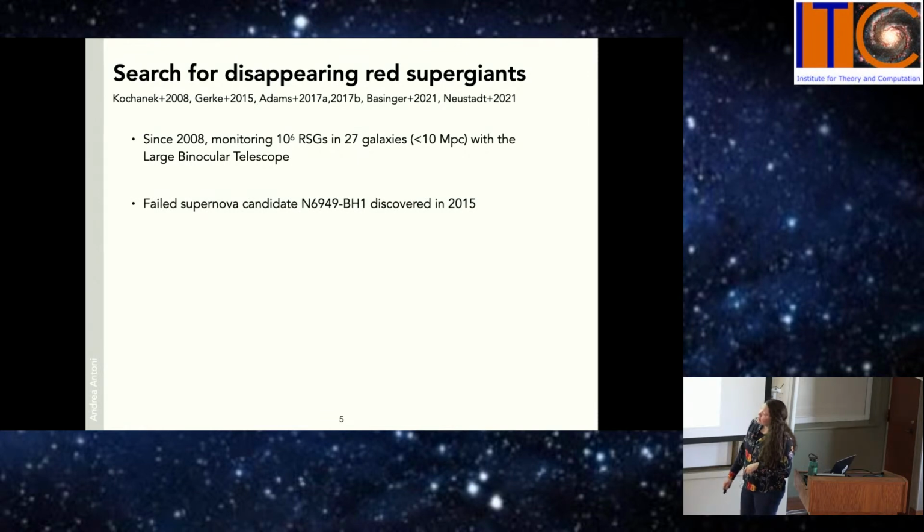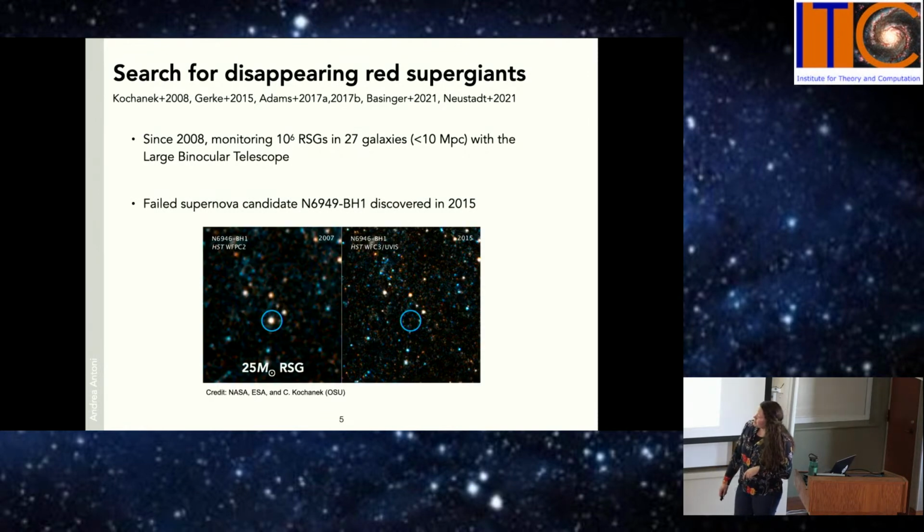N6949-BH1. What I'm showing you here are before and after images with the Hubble Space Telescope of what they characterize as a 25 solar mass red supergiant. On the left here, inside this blue circle that they've helpfully added, you can clearly see the progenitor there. Again, that's a 25 solar mass red supergiant. And then in this later image, in 2015, compared to 2007, this progenitor seems to not be there.